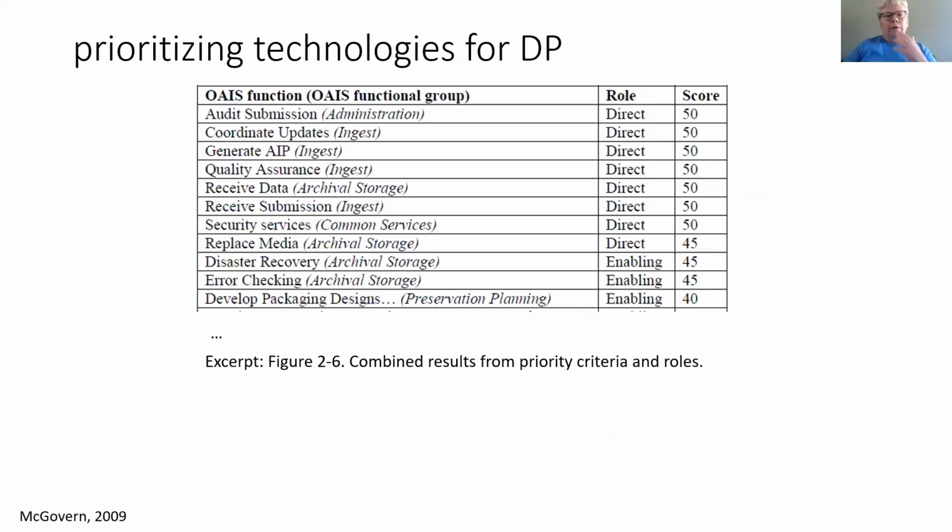So a big part of what I was focused on is assigning priorities to the information based on the significance of the technologies for digital preservation. And just as an example, audit submission has a score of 50, and that means it's the most it can have. And there's a direct relationship with some technologies and what we do for digital preservation. There's an enabling relationship. It helps, but it's not immediately in contact. And then there's an indirect.